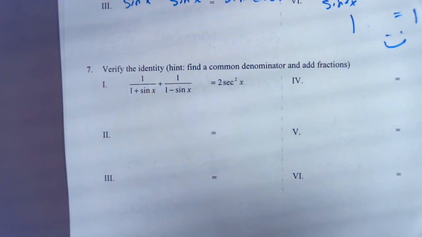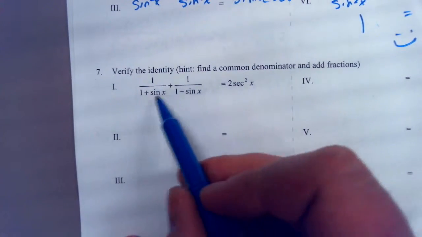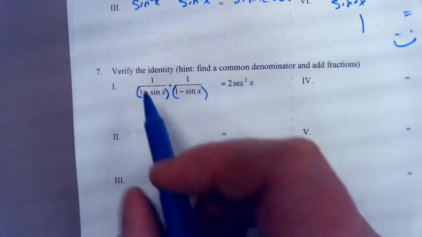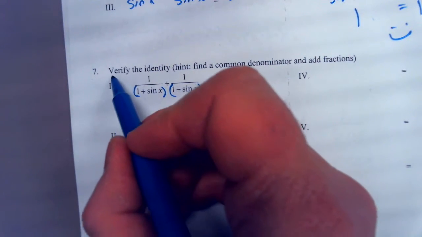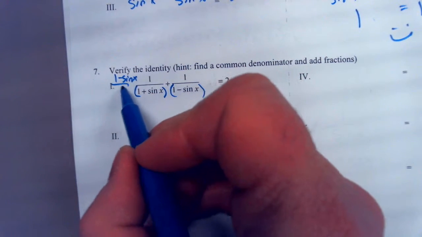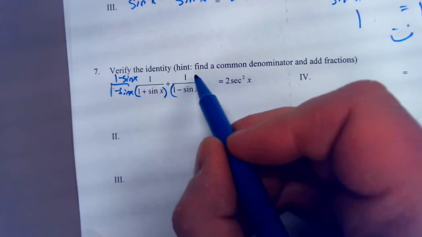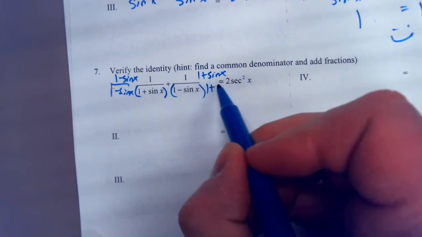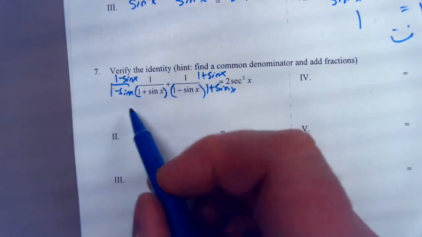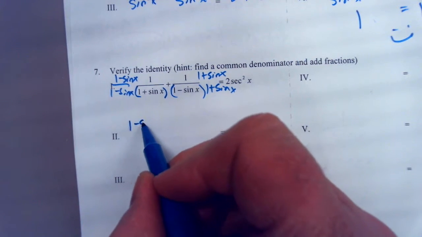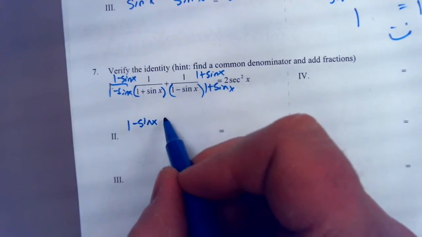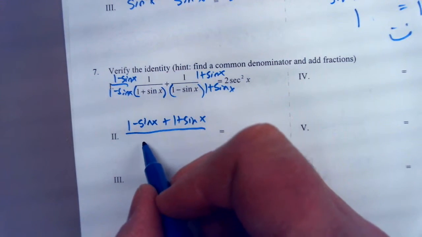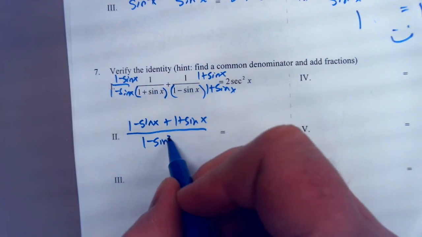And the last one that we're going to look at here. If I look at this, I see that these two are conjugates of each other. So I'm going to multiply the top of this one by 1 minus the sine, top and bottom. And this one I'm going to multiply top and bottom by 1 plus the sine. When I do that, I get on top 1 minus the sine x plus 1 plus the sine of x. And in the denominator, I get 1 minus the sine squared x.